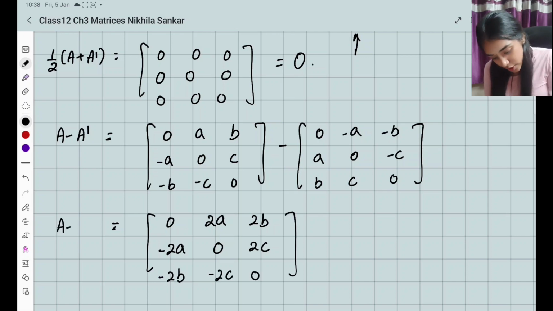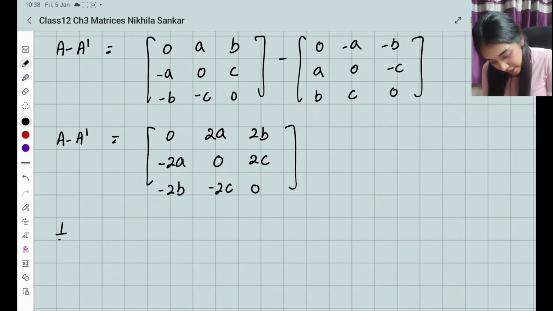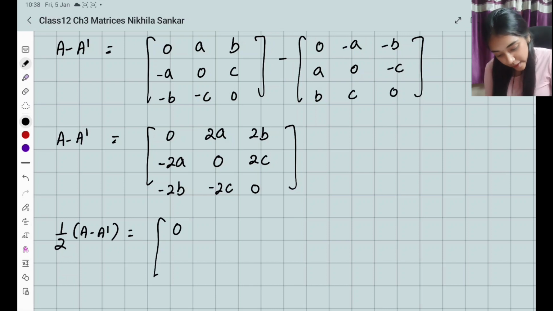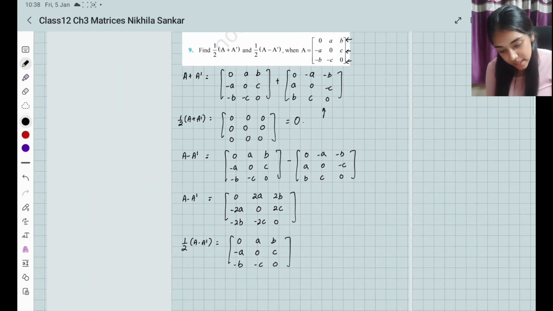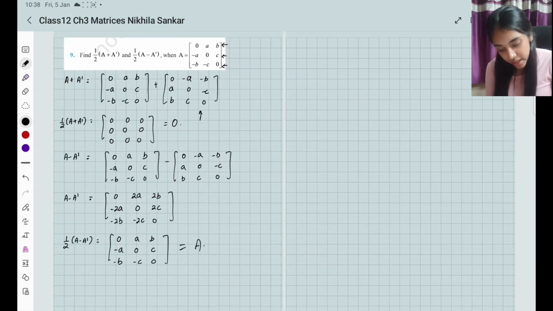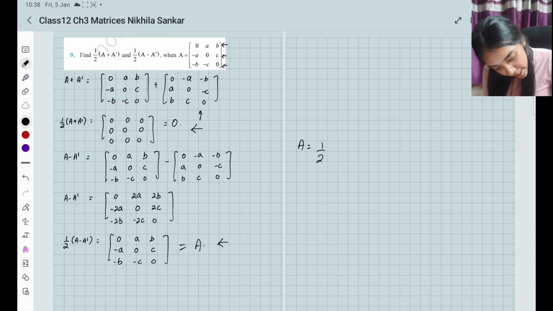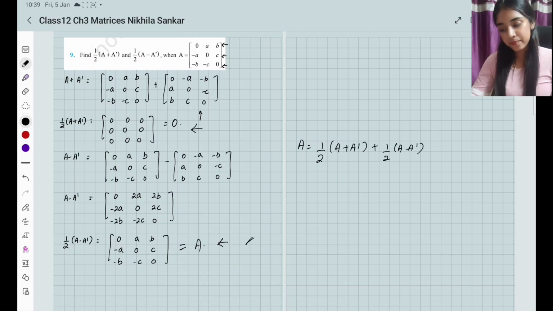Okay, so this is going to be A minus A dash. Now half times A minus A dash, now I have to divide the whole matrix by half. So I have 0 A B, minus A 0 C, minus B minus C 0. Okay. So this is equal to A itself. Because in the symmetric matrix, the 0 has come in this place. So obviously this is going to be the A matrix. So what do we know? You know that A can be represented as half times A plus A dash plus half times A minus A dash. Right? Okay. Please copy.